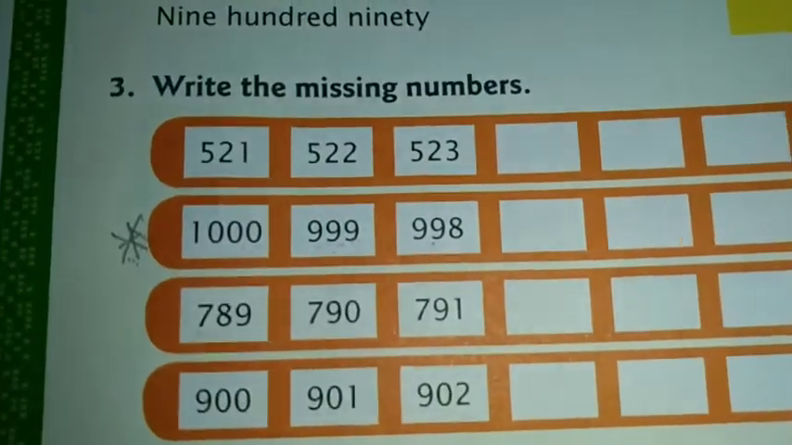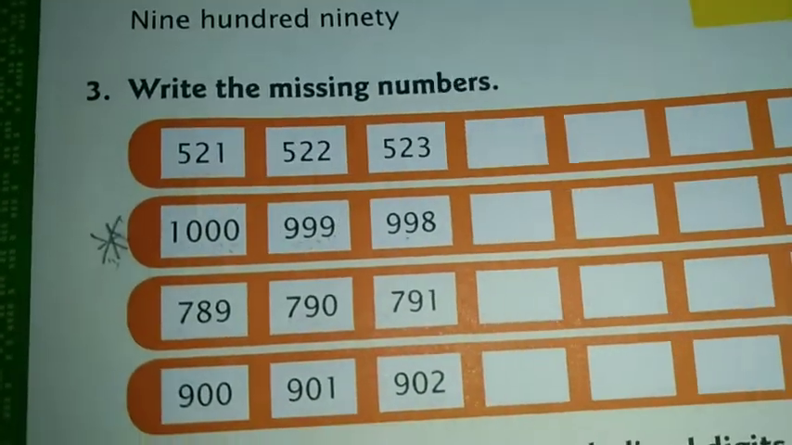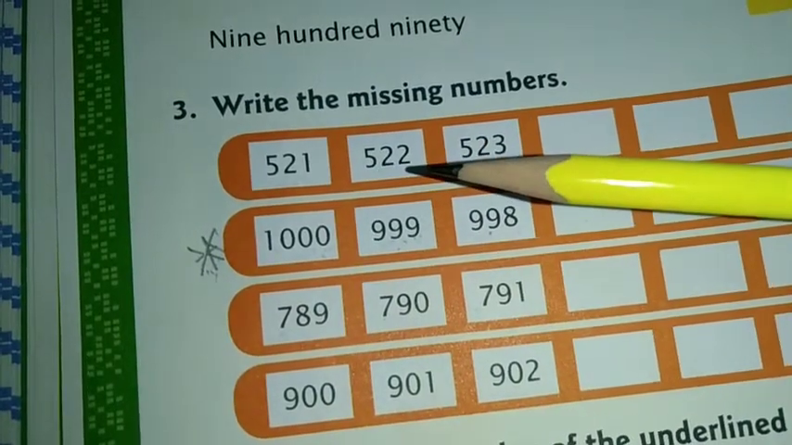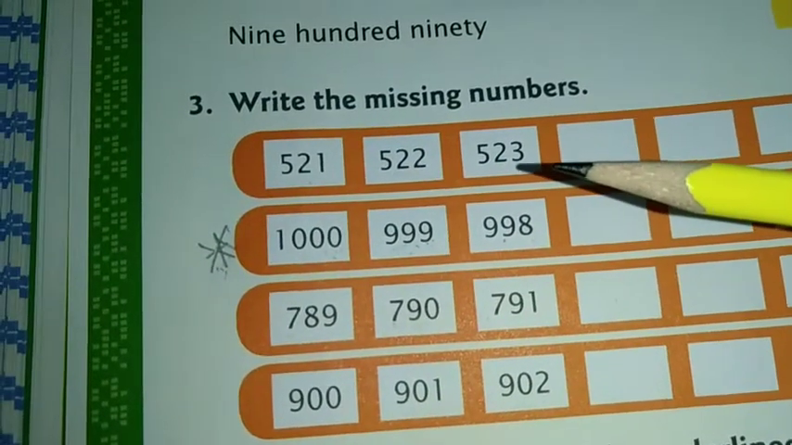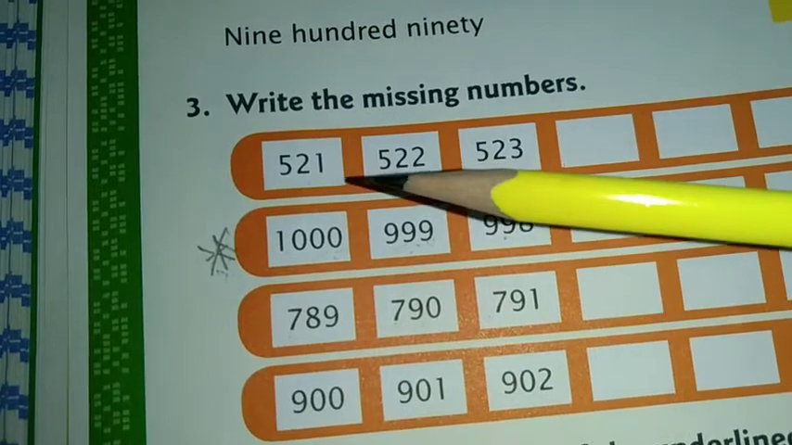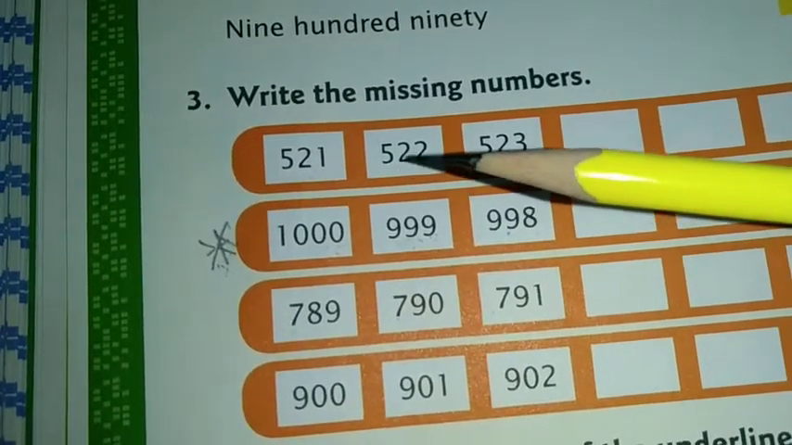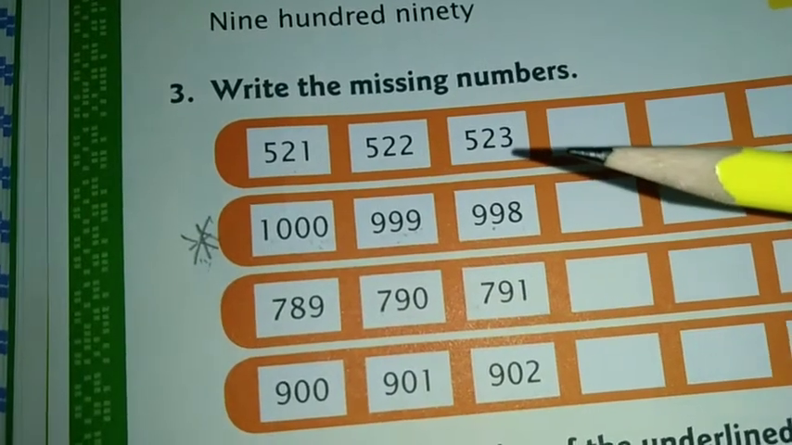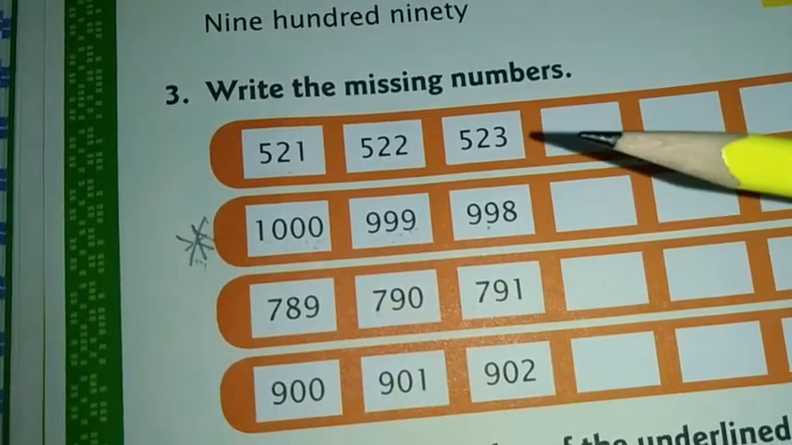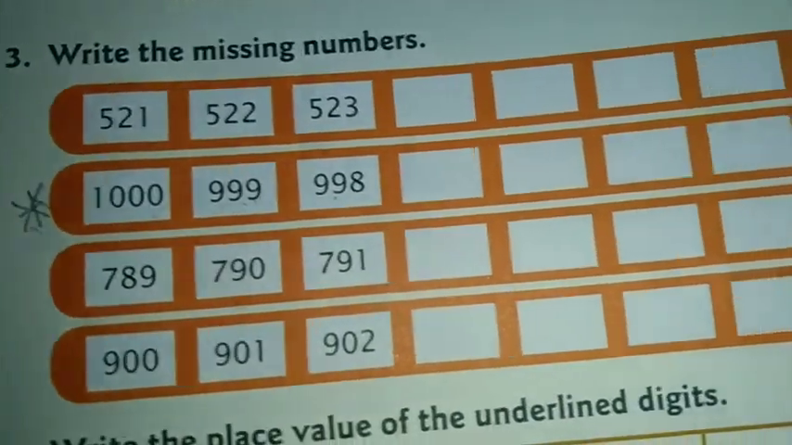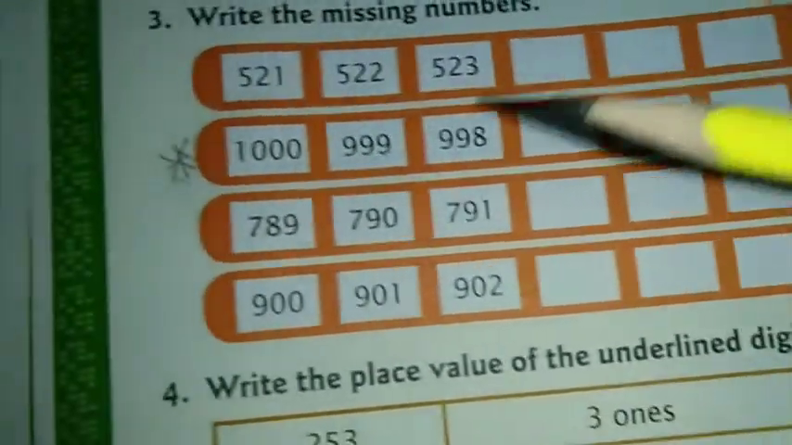Number 3. Write the missing numbers. 521, 522, 523. The pattern here is plus 1. 521 plus 1, 522. 522 plus 1, 523. 523 plus 1, the number that you will get, you will write here. And so on, you will fill the other blanks.